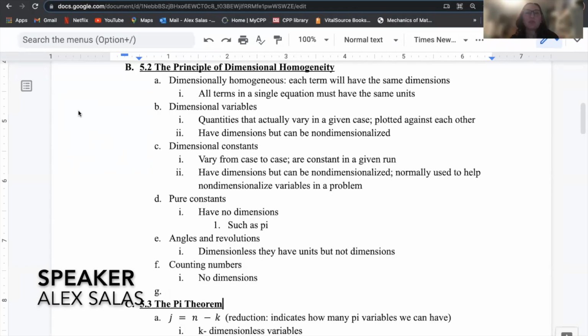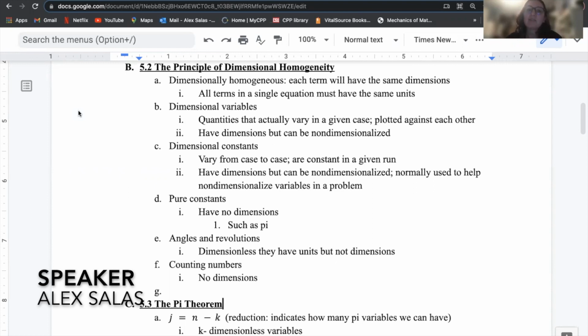Okay, so 5.2, the principle of dimensional homogeneity. Dimensionally homogeneous just means that all terms in one equation have the same units. Dimensional variables are quantities that actually vary within a given case and can be plotted against each other. They have dimensions, but are also able to be non-dimensionalized.